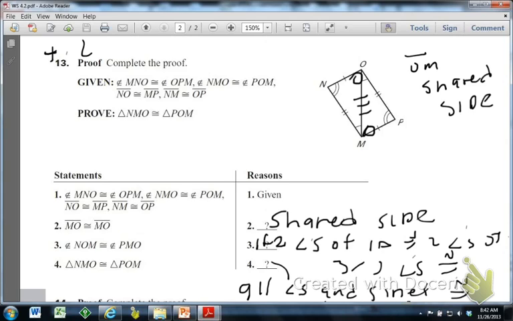Now the good news is in our next class meeting, when I teach you sections 4.3 and 4.4, I'm going to give you some shortcuts. At this point, we have no shortcuts for proving triangles congruent. So the only thing we can do is show all sides are congruent and all angles are congruent. And that's section 4.2, number 13.